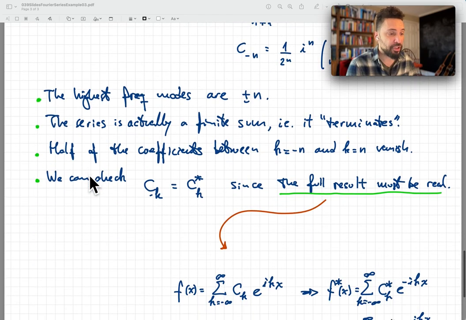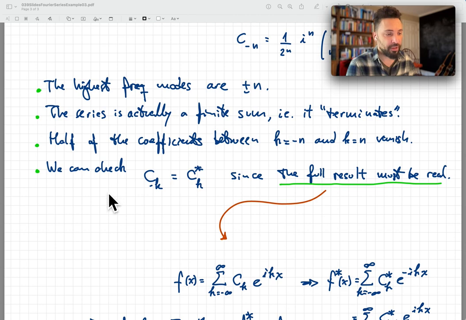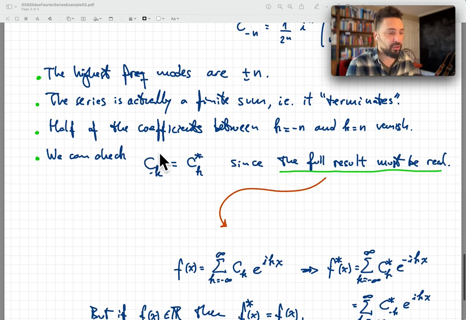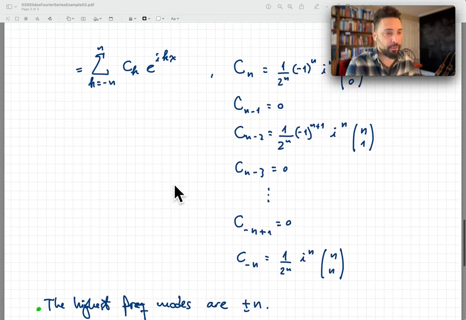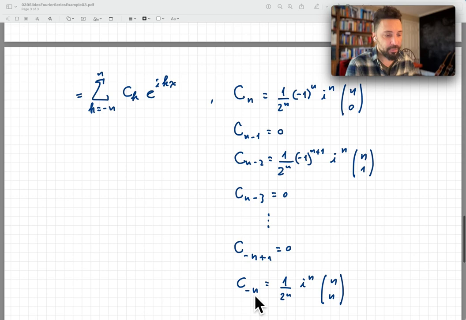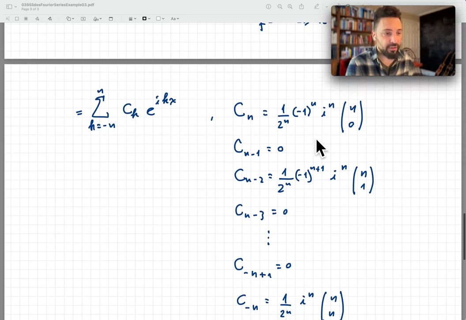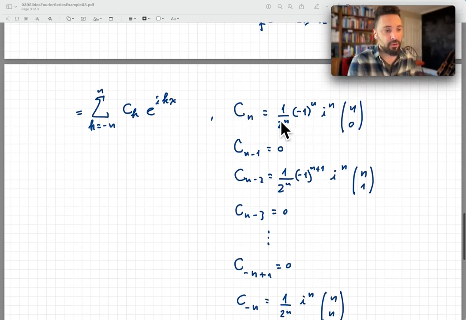Furthermore, you can check that the full result has to be real, and so it must be that the coefficient c_(-k) is actually c_k star. You can check that here, where I wrote c_n and c_(-n). You can see that c_(-n) is actually the complex conjugate of this one. If we complex conjugate this term, then we get minus i to the n instead of i to the n, and so that becomes this one, and vice versa. If you complex conjugate this one, you get minus i to the n, and that's just this minus 1 to the n that appears here.